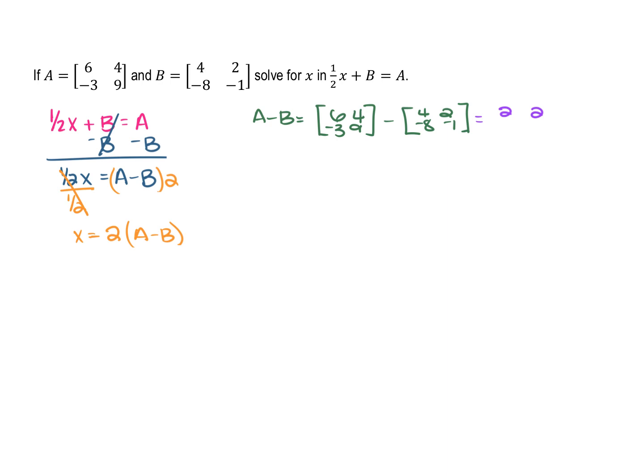Sorry, let's backtrack here. Negative 3 minus negative 8 becomes positive, so addition. So negative 3 plus 8 would just give us 5. And then the 9 plus 1 is 10.